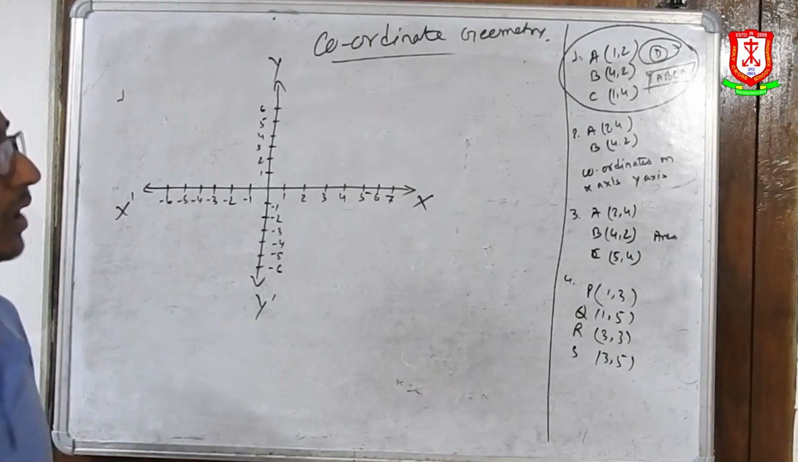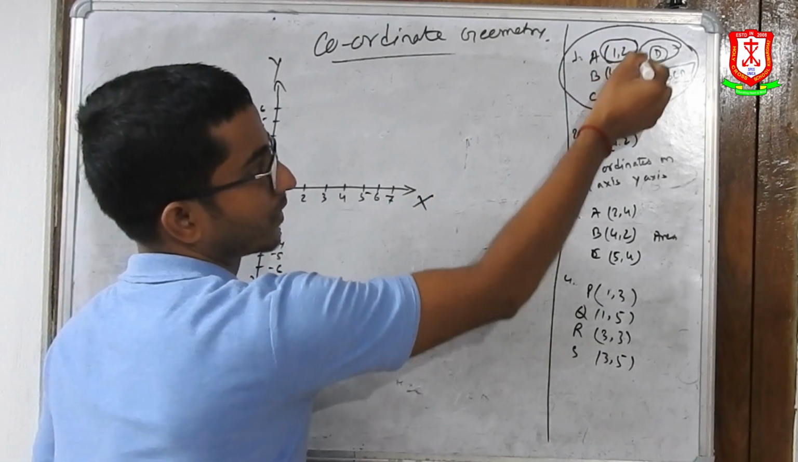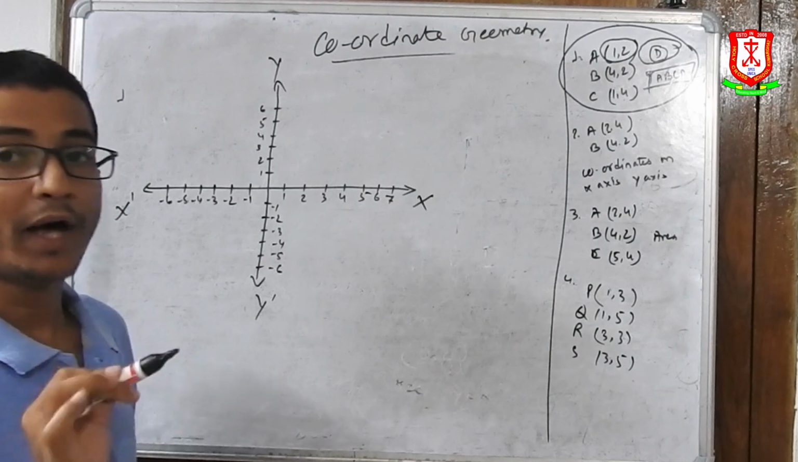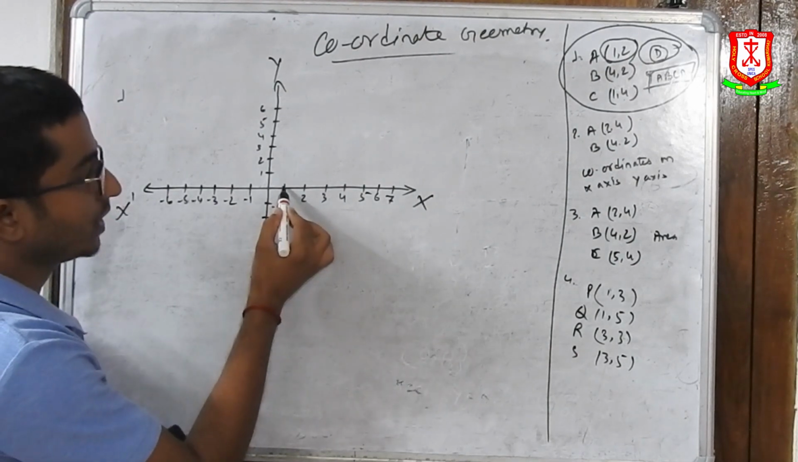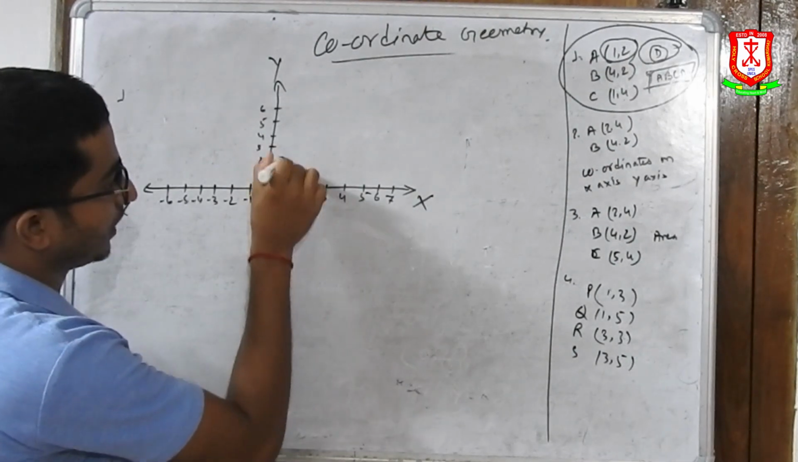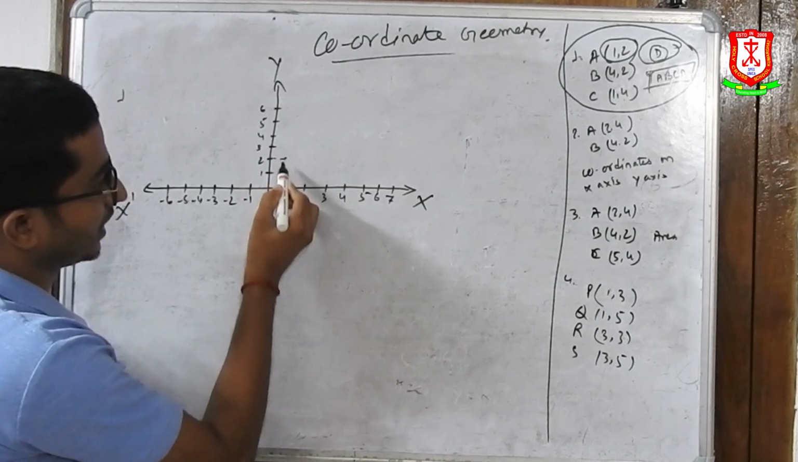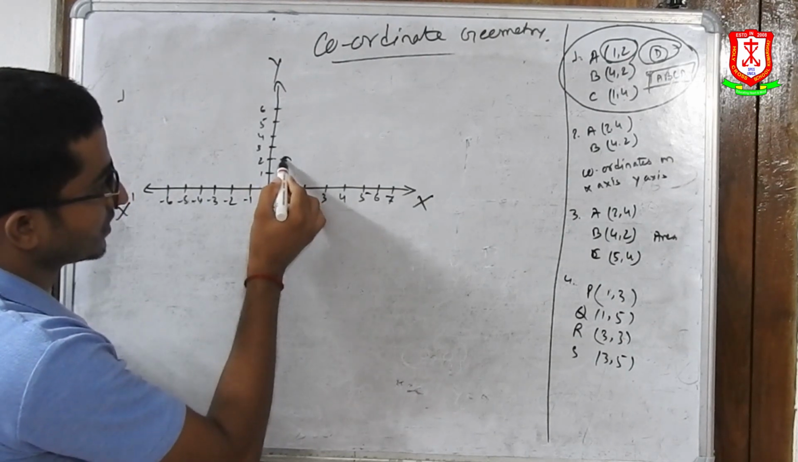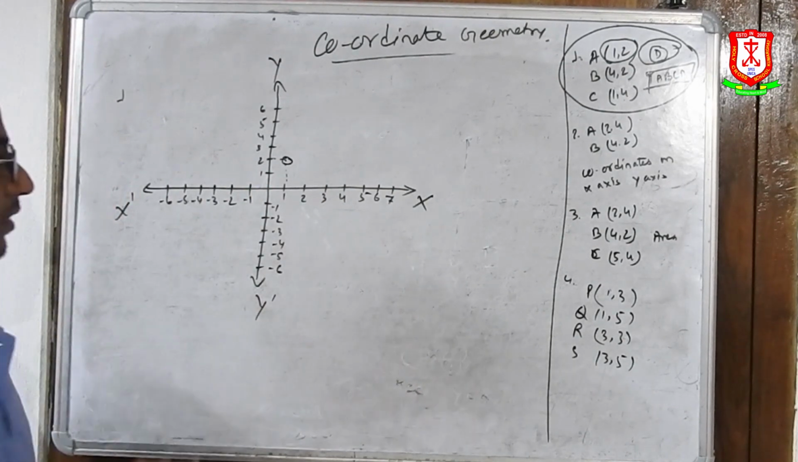Now see, what is the first coordinate? The first coordinate is 1, 2. The value of x is 1, the value of y is 2. It means here will be our point. If we draw the dotted line, this is our point A.